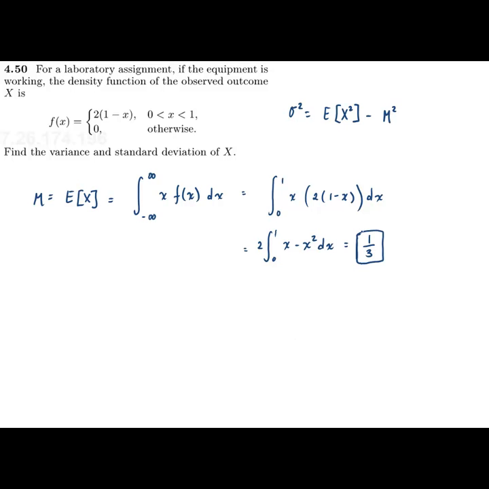Okay, so we are trying to find the variance. In order to find the variance, we need to find the mean. Okay, so we have the mean. Now we have to work with this part of the formula, which is the expectation of x squared. So the expectation of x squared is also the integration from minus infinity to infinity.